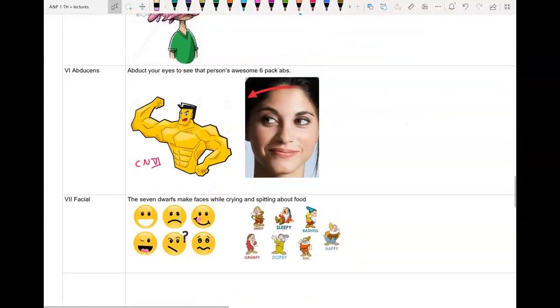Then we can move to abducens, which is number 6. So I have here 6-pack abs. So you can think of number 6 and it's abducens. It starts with an AB. And this one is also eye movement. And see how her eyes are looking to the side? That's called abducting your eyes. Think of chapter 9, like when you lift your arm out to your side, that was abduction of your arm. If you make your eyes move to the side, that's abduction of your eyes. So this one is also going to be extrinsic muscles to move the eyes.